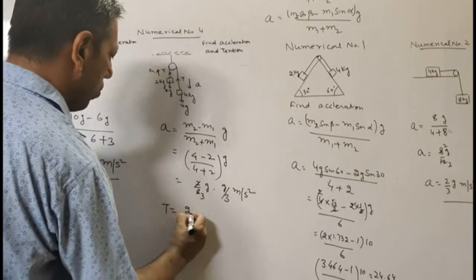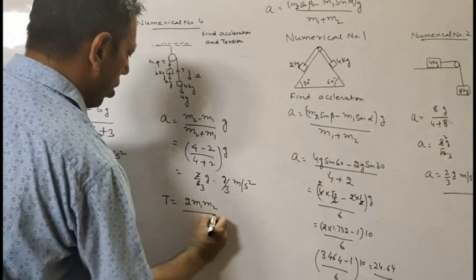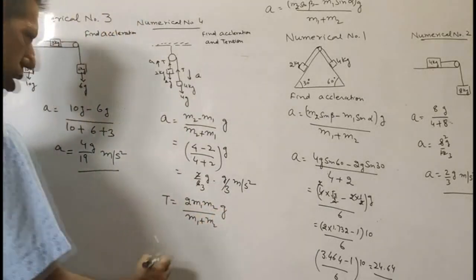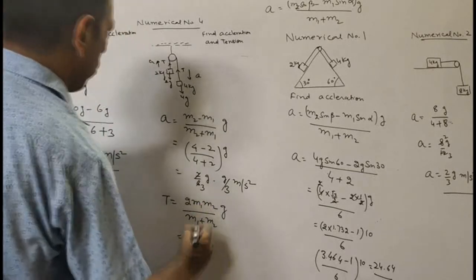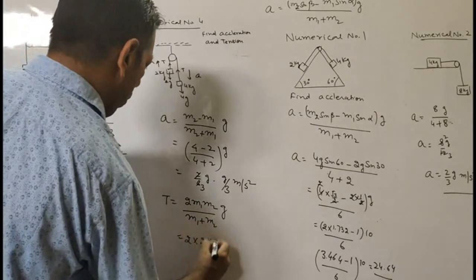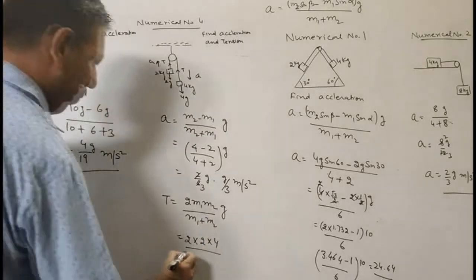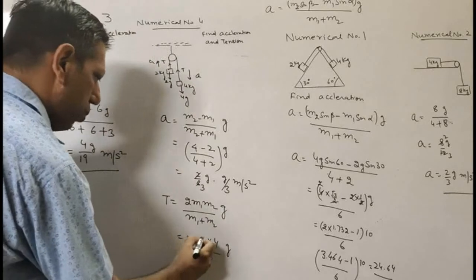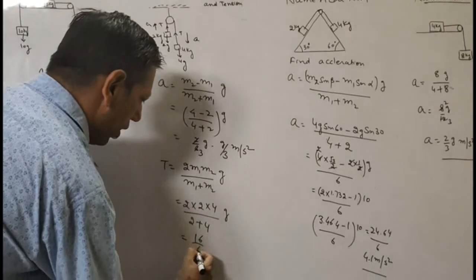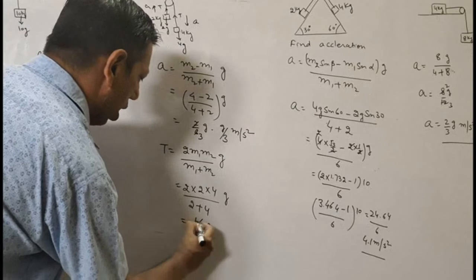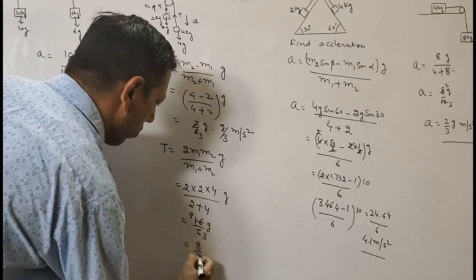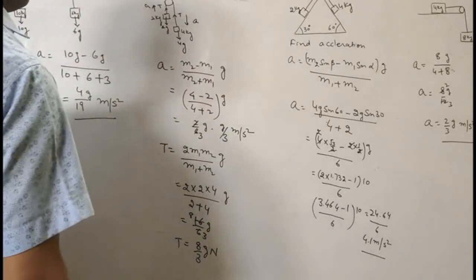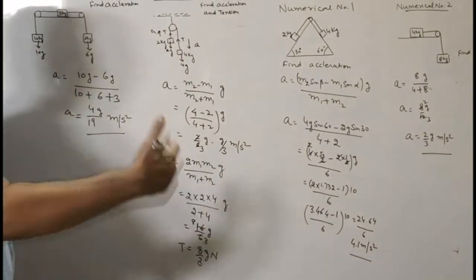Tension T is equal to 2 m1 m2 divided by (m1 plus m2) into g. T is equal to 2 into 4 into 2 divided by 2 plus 4, into g. 2 fours are 8, 8 into 2 is 16, divided by 6 into g. Cancel 2, so answer comes out to be 8 by 3 g newton. This is the tension. So this is the fourth numerical, now the fifth numerical.